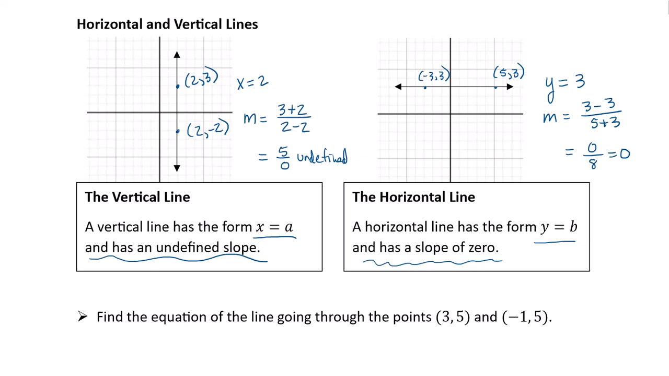Let's find the equation of the line going through the points 3, 5 and -1, 5. Now we could try and do this the same way as we did in an earlier problem with 2 points, but I just happened to notice that both of the y's are 5. If the y's are both 5, that's going to be a horizontal line. And the equation for that horizontal line is going to be y equals 5. No need to do more work than necessary.